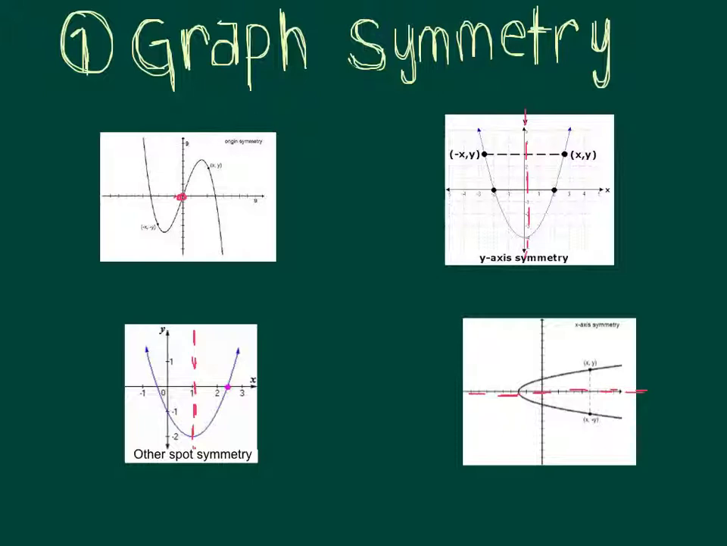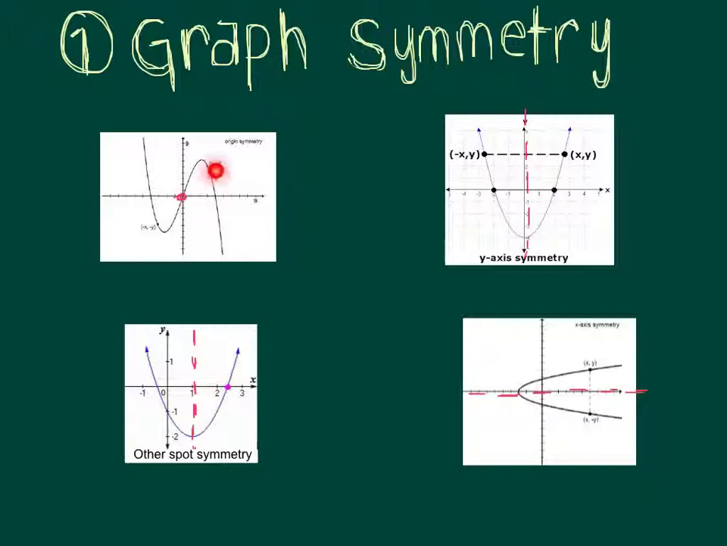The first place we can see the difference between an even and an odd function is in their graphs. And it all has to do with the symmetry of a graph. So here you see four different pictures of graphs that have some sort of symmetry. The first one here is probably the hardest to see, but it has what's called symmetry about the origin.